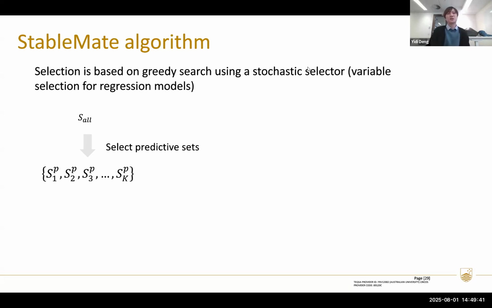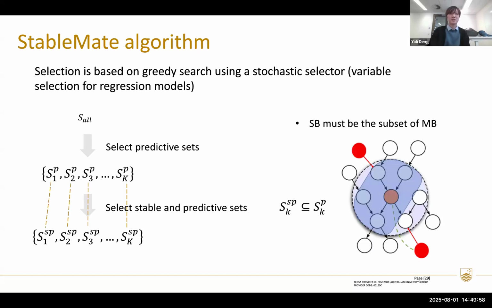So we do this stable blanket selection in a two-step manner. In the first step, we just run this selector multiple times to select an ensemble of very predictive sets of the response. So we don't care about the environment effect. But in the next step, we select stable sets within each of the predictive sets. And the reason that we can do this is because the stable blanket must be a subset of the Markov blanket, right?